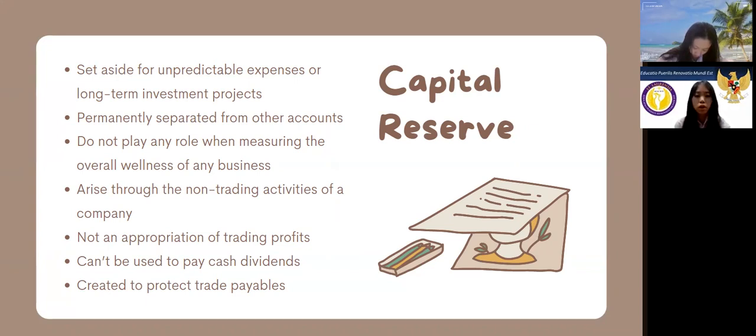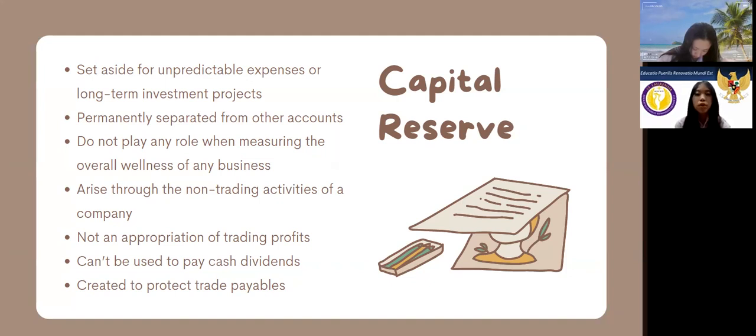There are accounts on a company's balance sheet that are marked for other specific purposes, such as long-term projects or offset of capital losses. Capital reserves do not play any role when measuring the overall wellness of any business. They do not indicate the trading or operational technique employed by an organization.